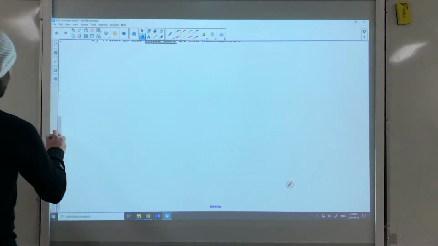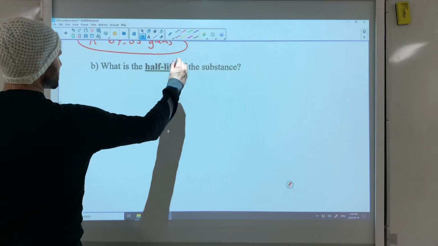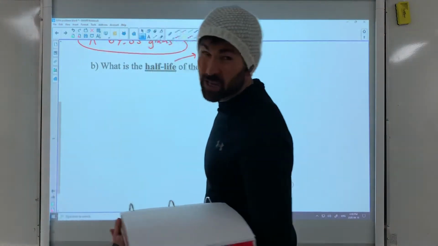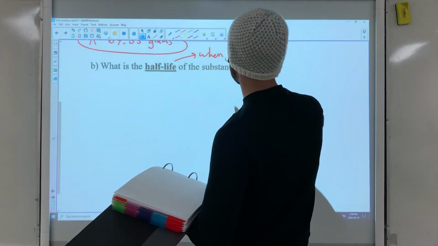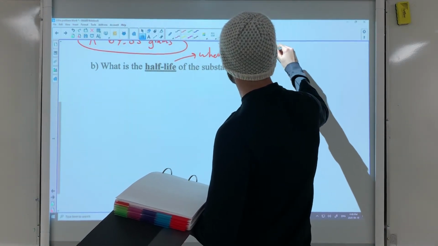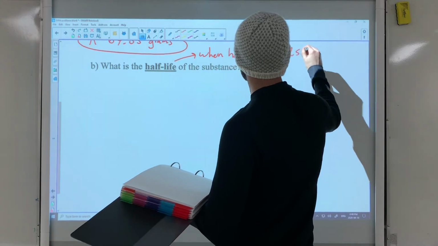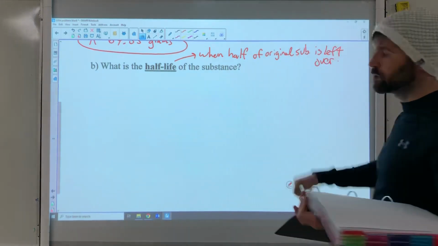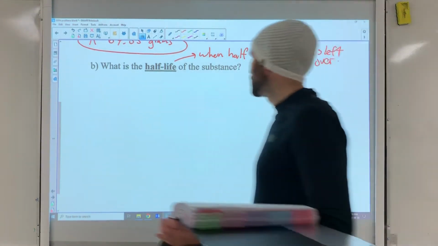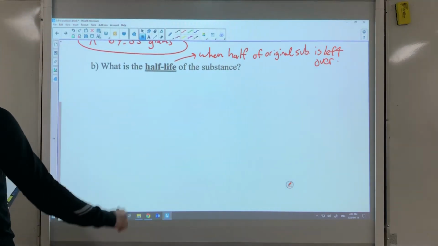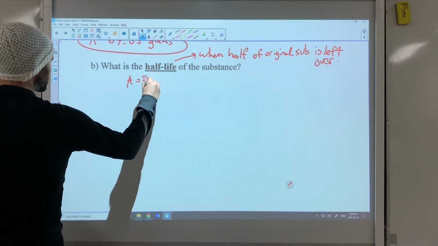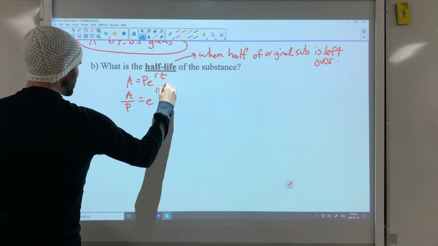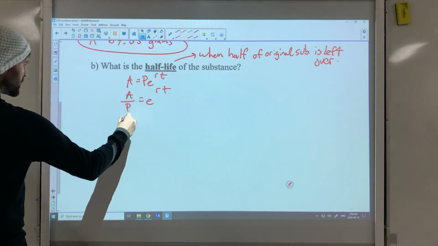Sometimes you need to know what this word half-life means. You might be able to guess this one, but half-life means when half of the original substance is left over. So they'll expect you to know what the word half-life means. So, half of the original substance, that means that when we take this formula and divide both sides by P, that means that this ratio is 1/2.